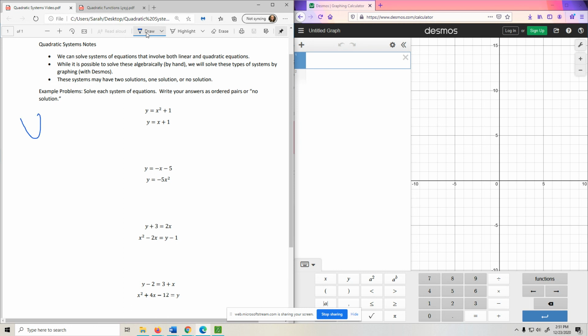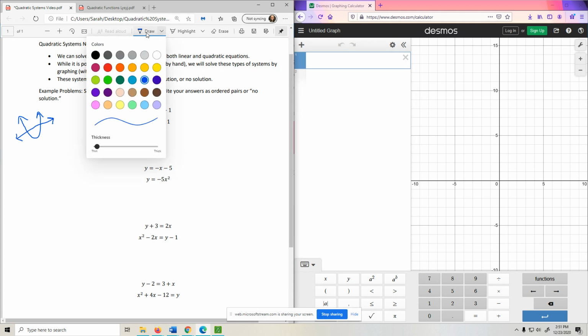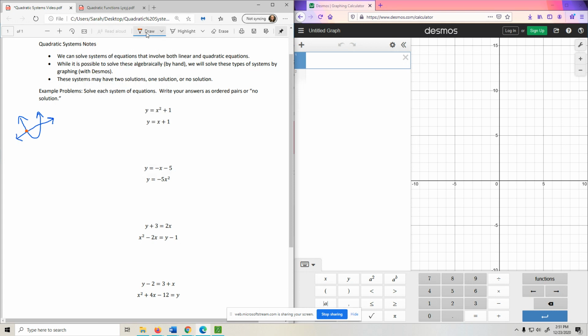Here's an example of a parabola and a line. We can have something like this, where the graphs cross or intersect in two places. That means we would have two solutions. We can have something like this, where I didn't do a very good job at that. But if the graphs only cross in one place, that would be one solution. Or we can have something like this, where your two graphs will never cross, and that would be no solution.